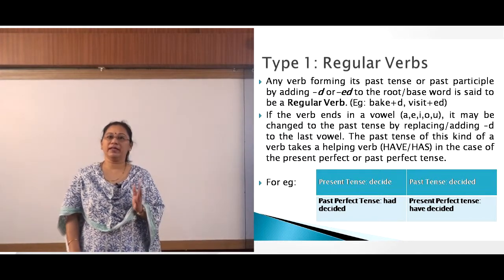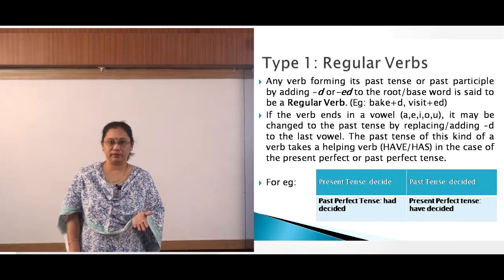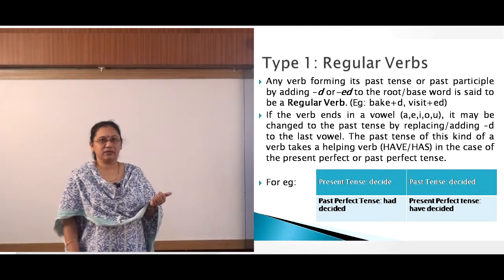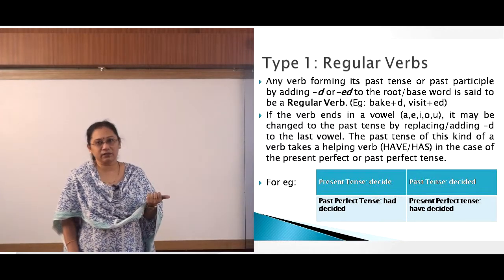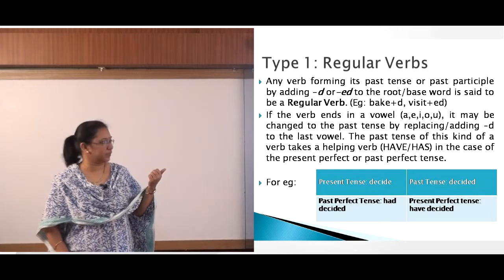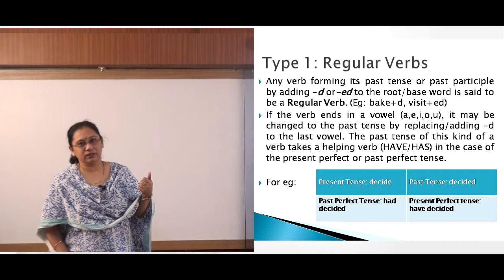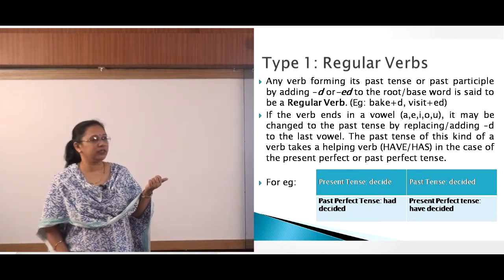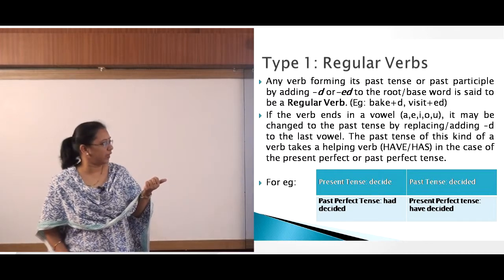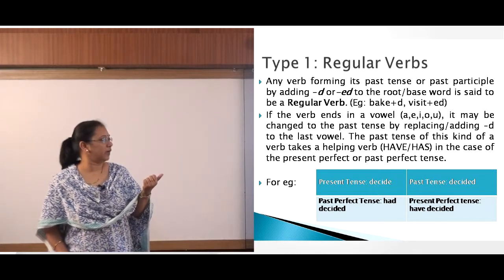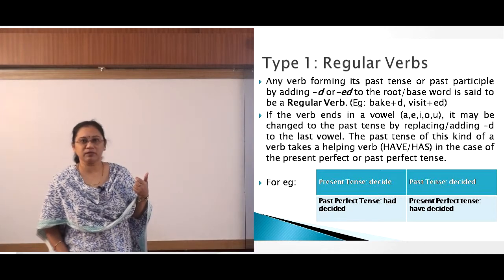Now your base form can end with a vowel. If it ends with a vowel, like in the example I have given you here, you have decide, which ends with E. The past tense is decided, you add ed, all right. And my second point that I am trying to point out here is, in the past perfect tense, you can add a helping verb like has or had when you want to turn it into the past perfect form. So here you have had decided. Okay, so the base form is decide, you have added ed, it's a regular verb, and you have added had as a helping word in the past perfect tense.